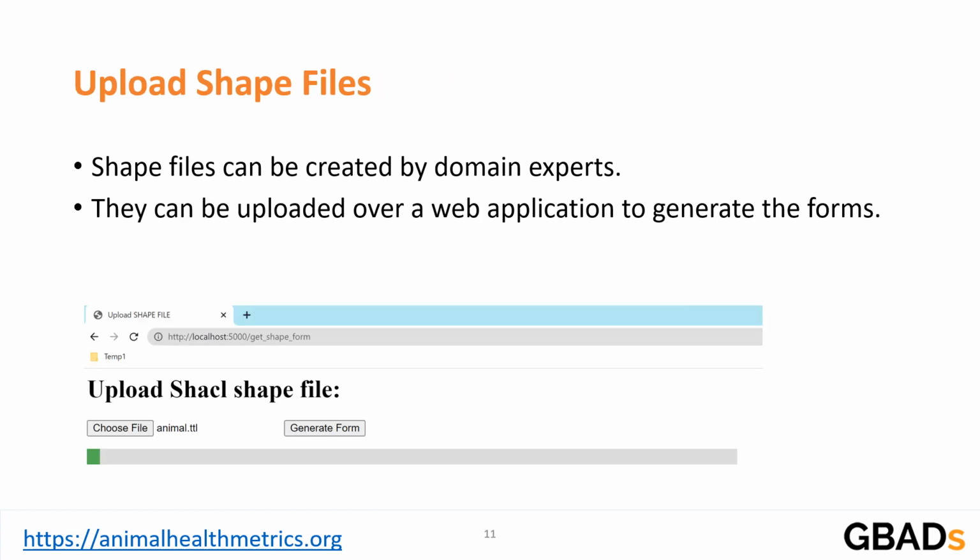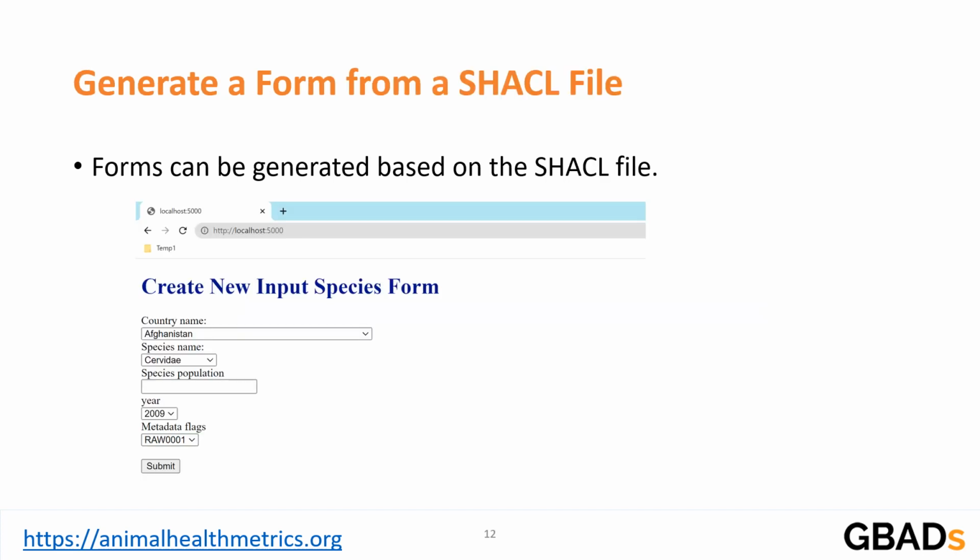Here is an example of using SHACL. We developed a web application. We can upload the SHACL file. Our system will generate the input form automatically. In this slide, we have a form that is generated based on the previous SHACL file.